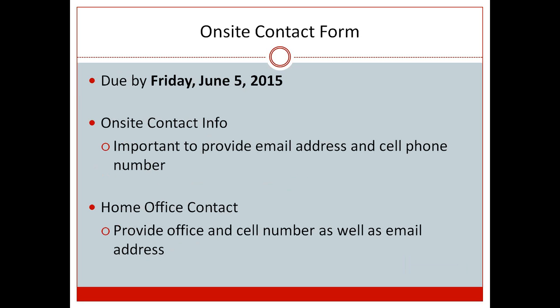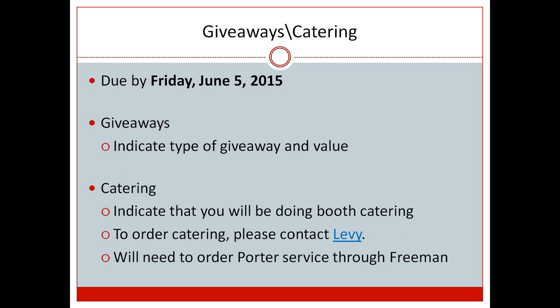For the on-site contact, you'll need to put in the email address and a cell phone number for the person on-site, and then also an office contact for someone off-site. For the giveaways, we just need to know what it is you're giving away.